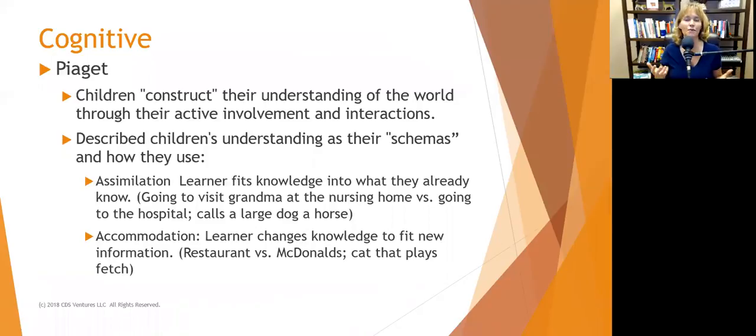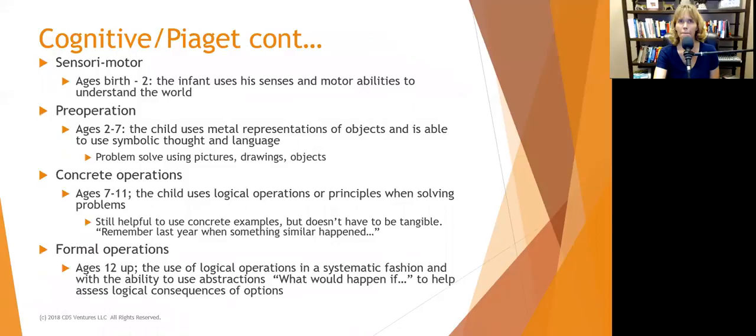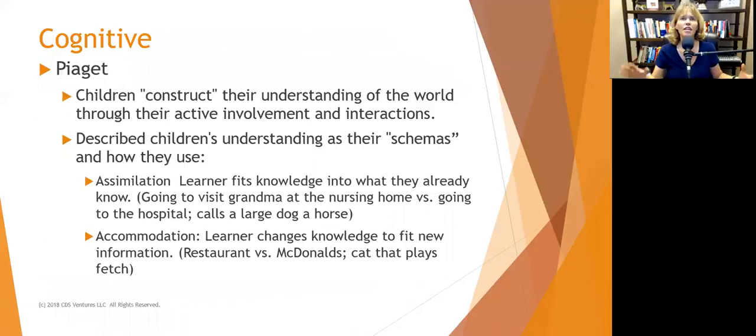Another example of accommodation: I have a cat that plays fetch, and that's what a dog does. So that can be really confusing to children. They can be like, well, is it a dog or a cat? And I haven't quite come to that conclusion yet myself, but anatomically he is a cat. So children would need to change their schema from cats don't do anything but lay around to some cats play fetch. And we want to use this to help children with overgeneralizations, stereotypes, all that kind of stuff, to help them make sense of their world.